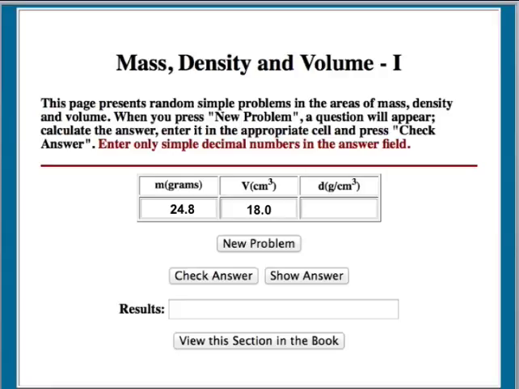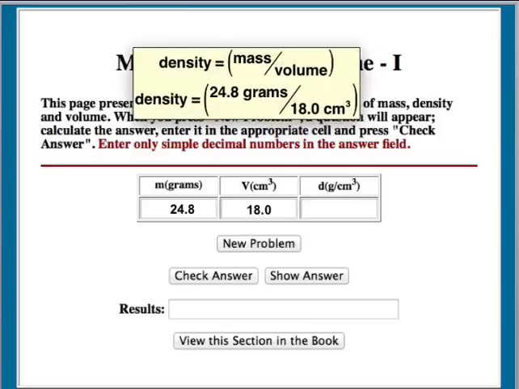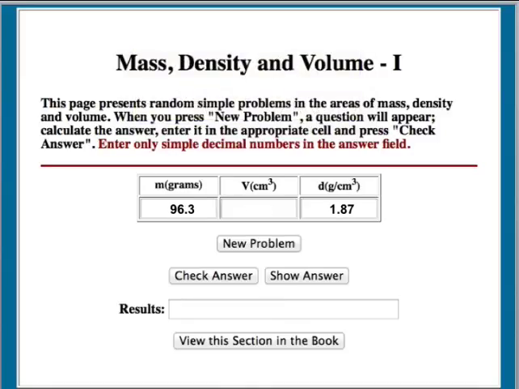We're looking for the density. That's going to be mass divided by volume. Going to be grams per cubic centimeter, so it's just a very simple division. 24.8 grams, 18 cubic centimeters. Do our division. This is 1.37. When you do these things online, remember, do not type in units or anything like that, because that will be wrong. Just type in numbers. Let's do another one and I'll hush.